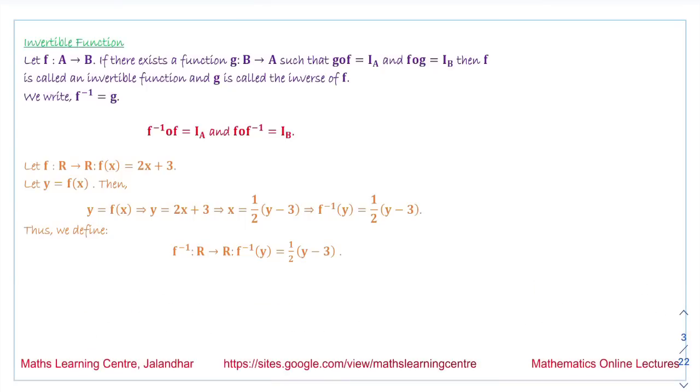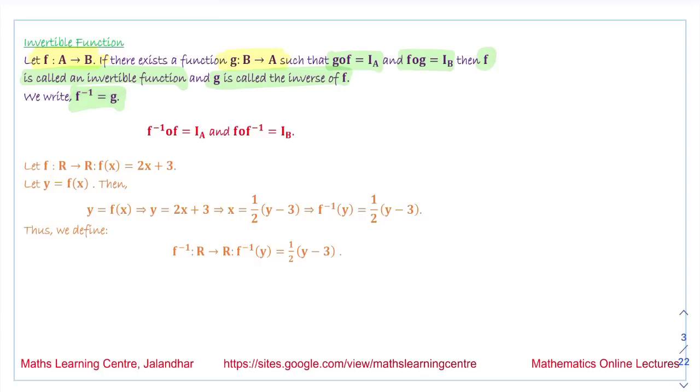So suppose we have a function f that is defined from A to B, and if there exists another function g that is defined from B to A such that g∘f is equal to I_A and f∘g is equal to I_B, then f is called an invertible function and g is called the inverse of f, and it is written as f inverse.